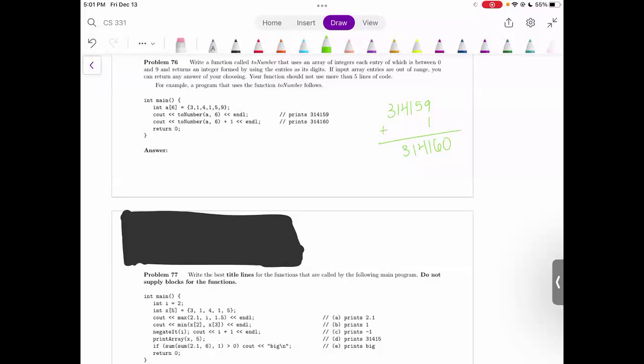So first, what does this return? What's the return type for this? Int. Excellent, an integer. It's called 2 number. Takes in 2 parameters, right? The first one being an array. Second one being the capacity, we'll say C.